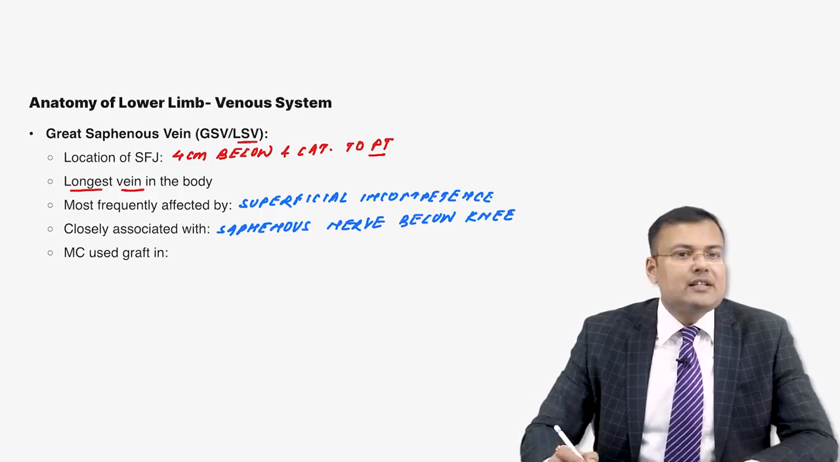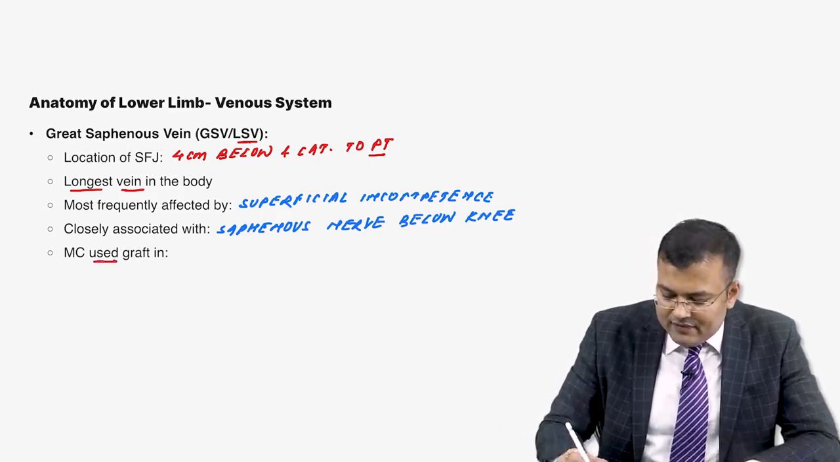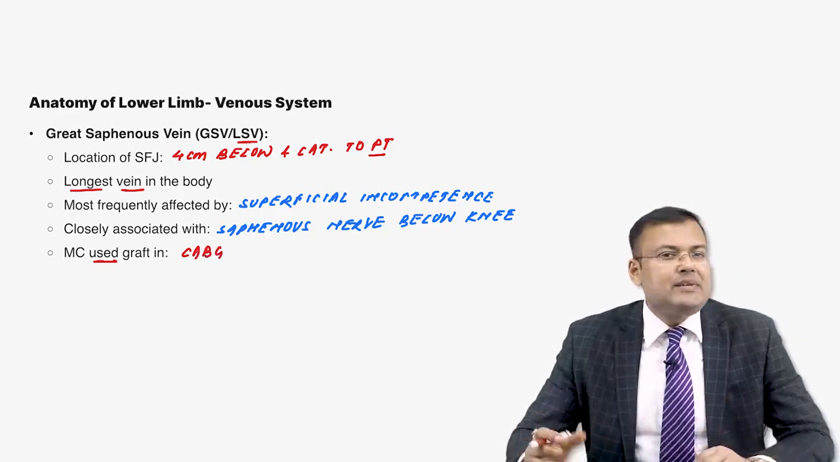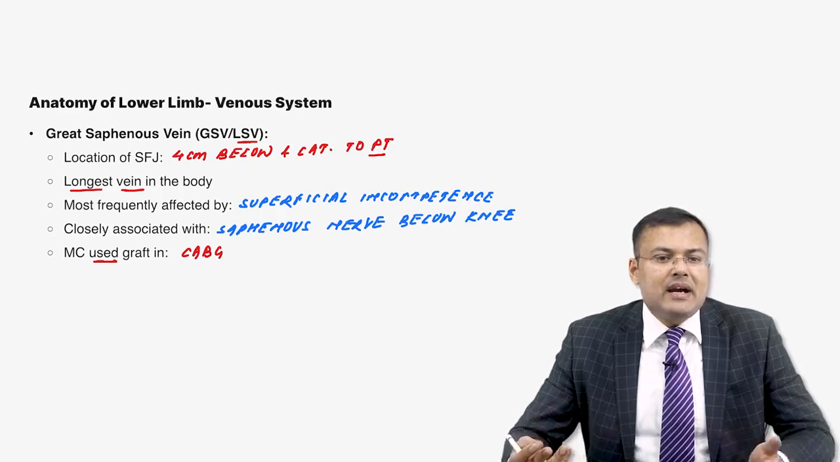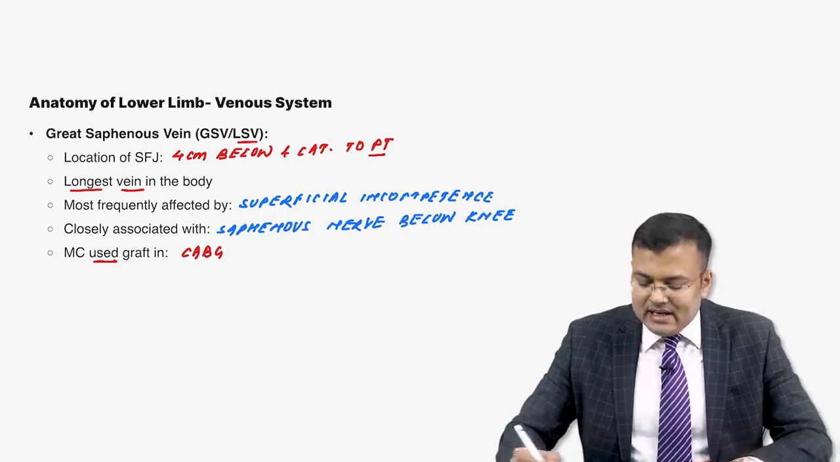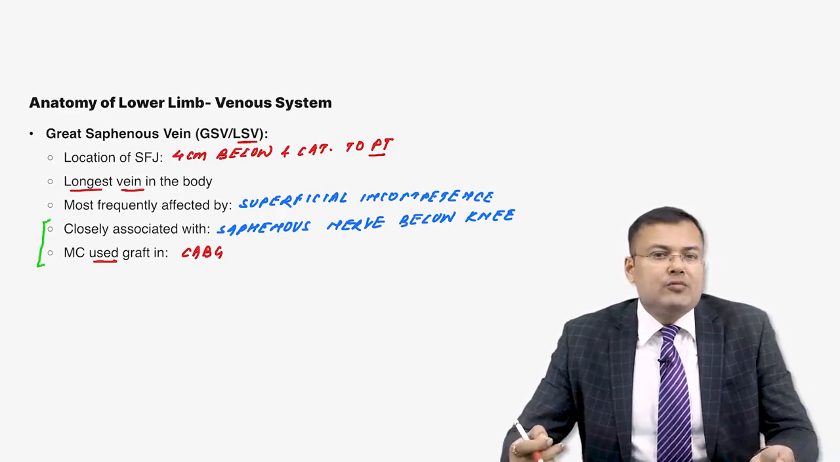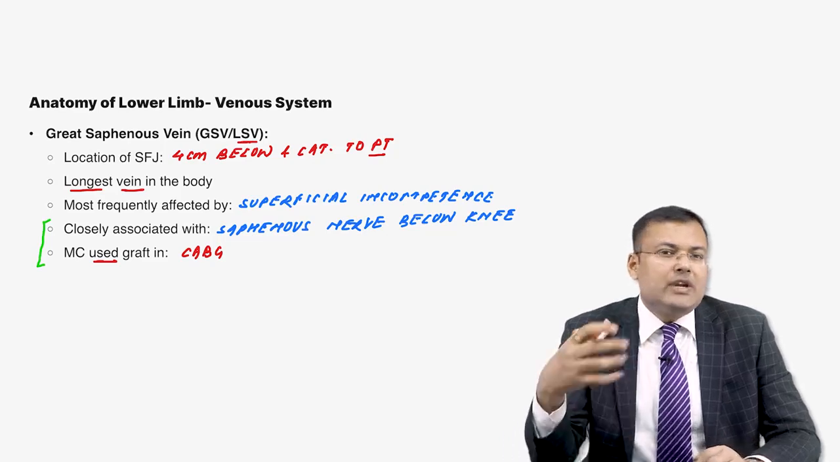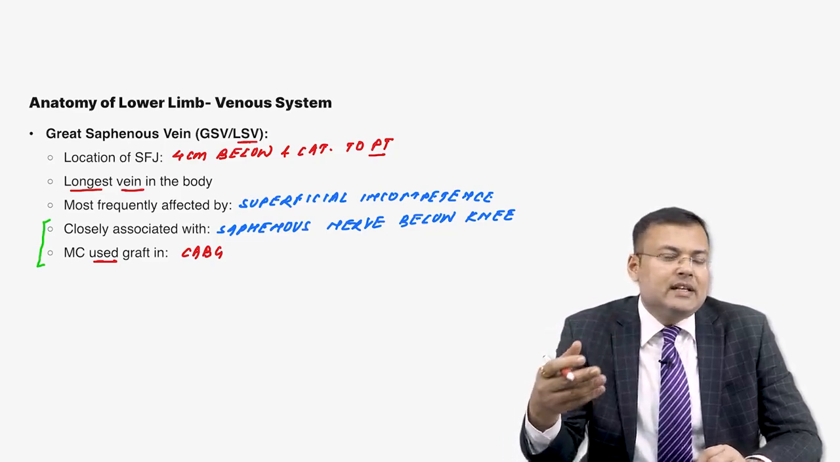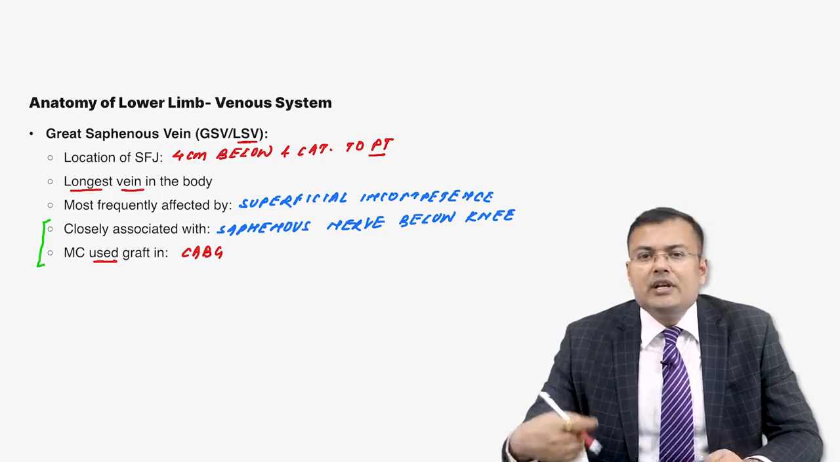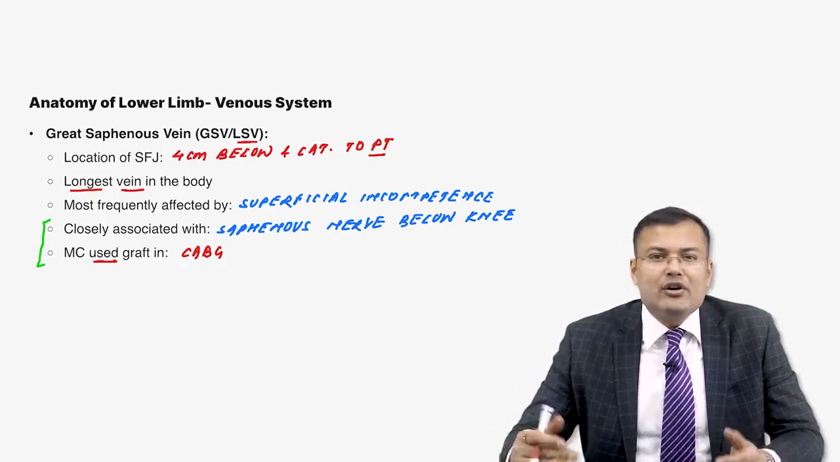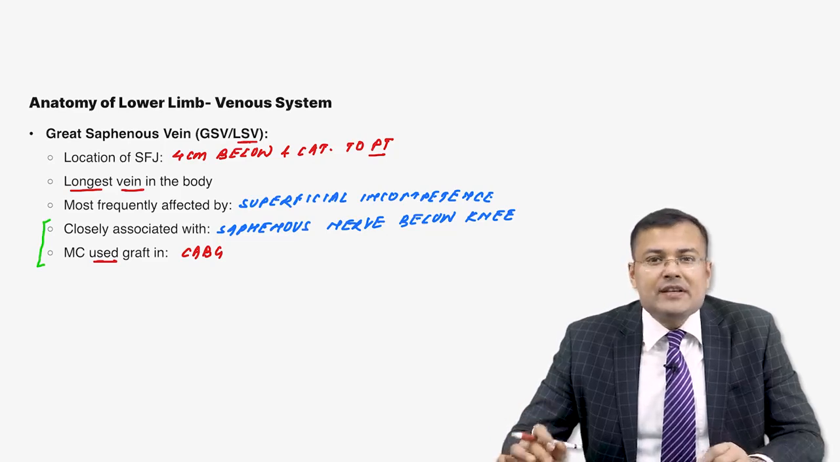And we discussed that this is the most commonly used graft in CABG. What is the most preferred graft in CABG? LIMA, that is the left internal mammary artery. So the questions which examiners ask are related to surgery or stripping of varicose vein, and second, harvesting. During harvesting or stripping of the long saphenous vein, there is injury of the saphenous nerve.